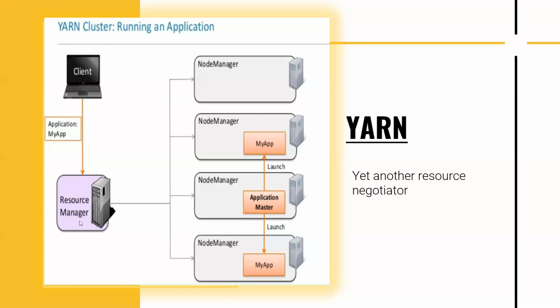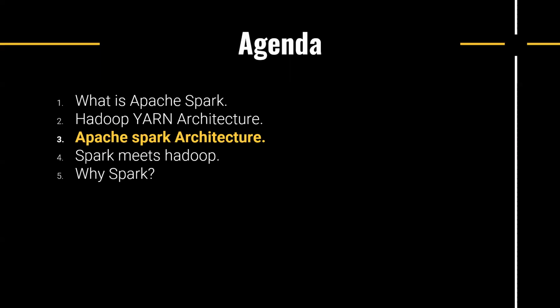This architecture is also called MR2, wherein we call it MapReduce 2 architecture in Hadoop. So we are not yet into the Spark part. We are just looking at how YARN works and the associated entities. Now next, let's move on to the topic where our actual focus will be: what is Spark, how the Spark architecture is laid out.